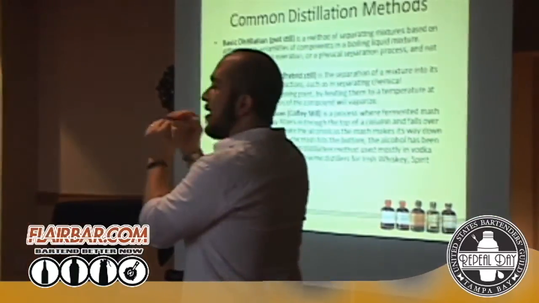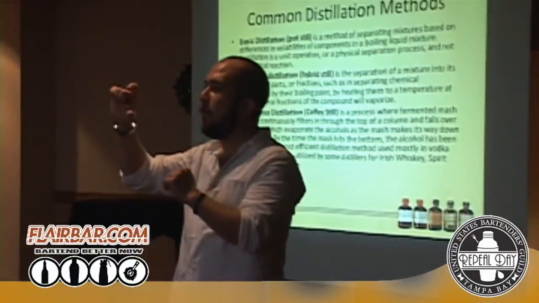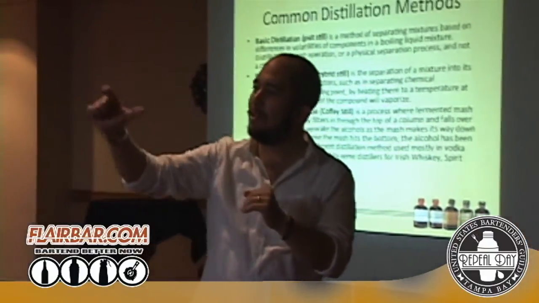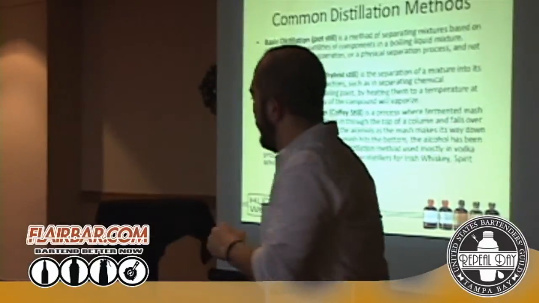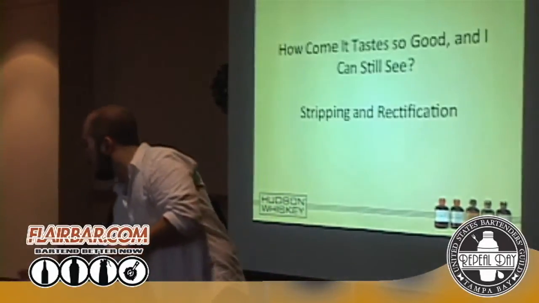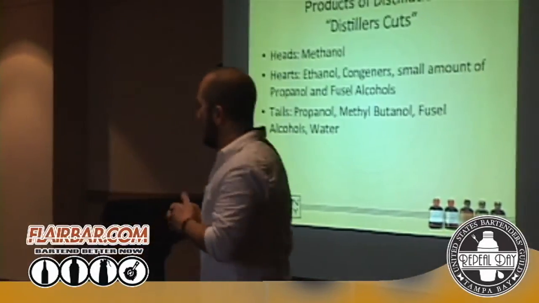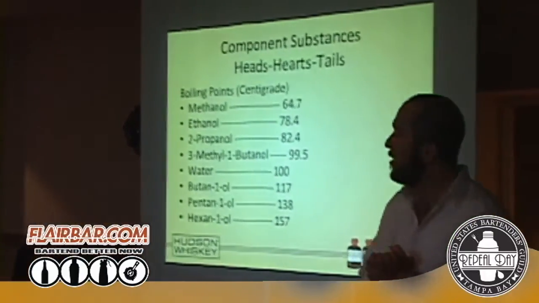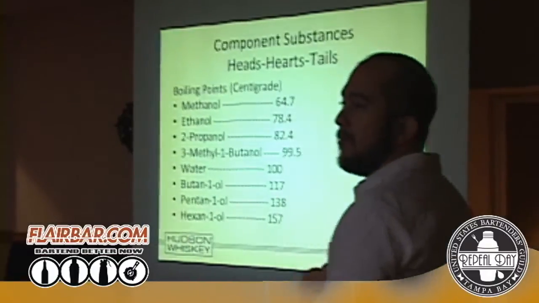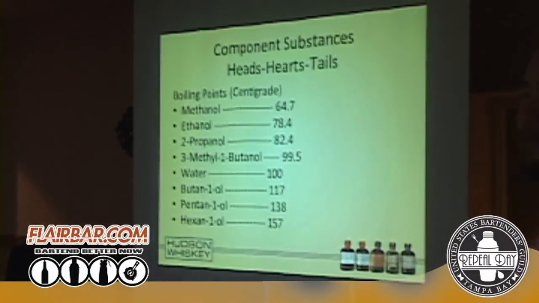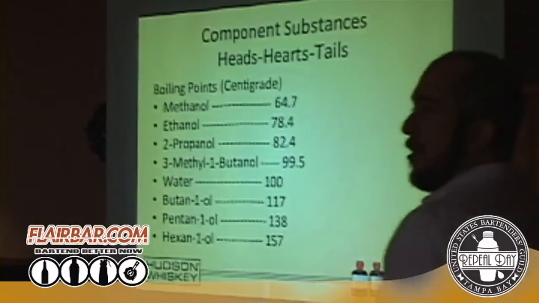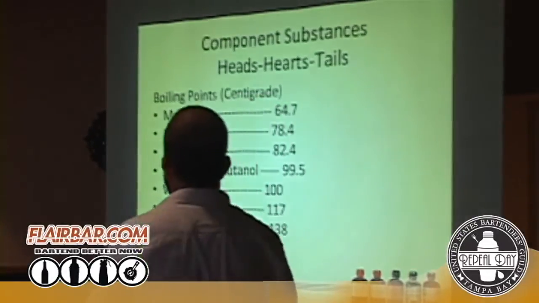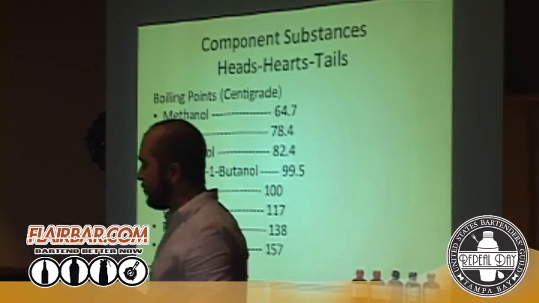Everything that collects on the different plates, you're going to have different components on each plate because they're going to be different temperatures, and different alcohols have different boiling points. We're going to come back to that, but just so you get an idea of the different boiling points: methanol, which is what we would consider heads, comes off at a very low temperature, and we're going to start to see ethanol at around 78, 79 degrees centigrade.